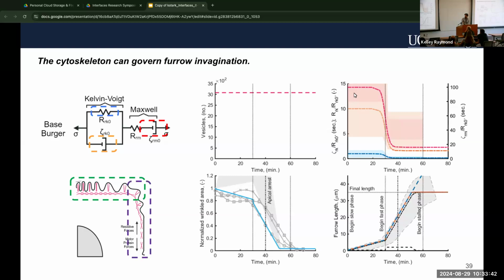When we look at our velocity versus time, we see a distinct slow phase, fast phase, and then finally a stalled phase. In the case of the stalled phase, that's actually due to our membrane runout. And we determine the amount of membrane that we initially need based on in vivo data.